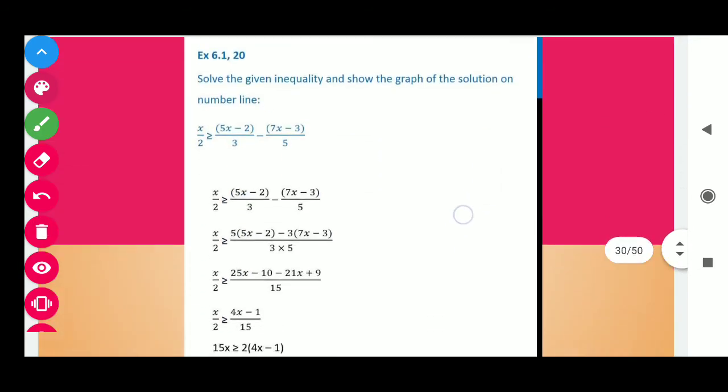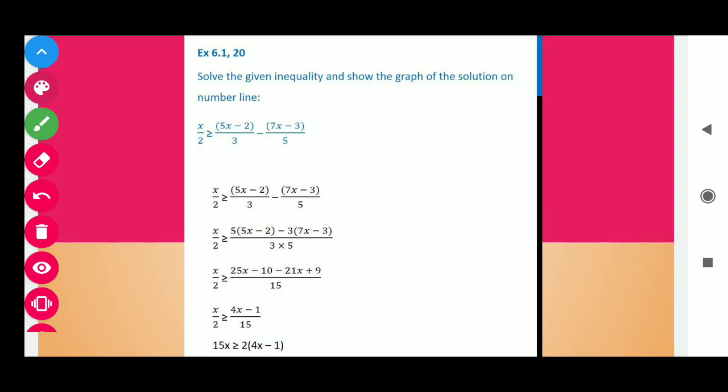Here we have question number 20. Students, in this session I am going to explain only those questions that seem complicated, and the rest of the questions you can do yourself with your own efforts. So here we have question number 20. Solve the given inequality and show the graph of the solution on the number line. This is a similar question.